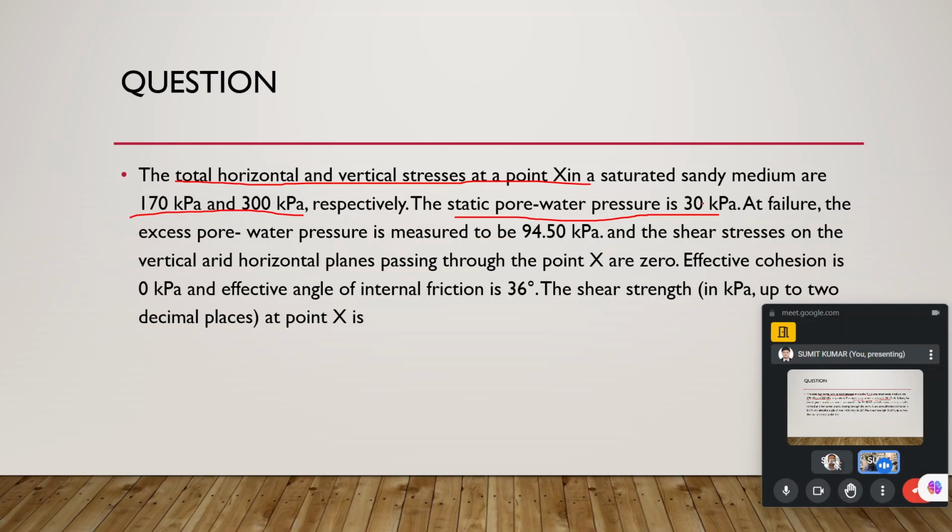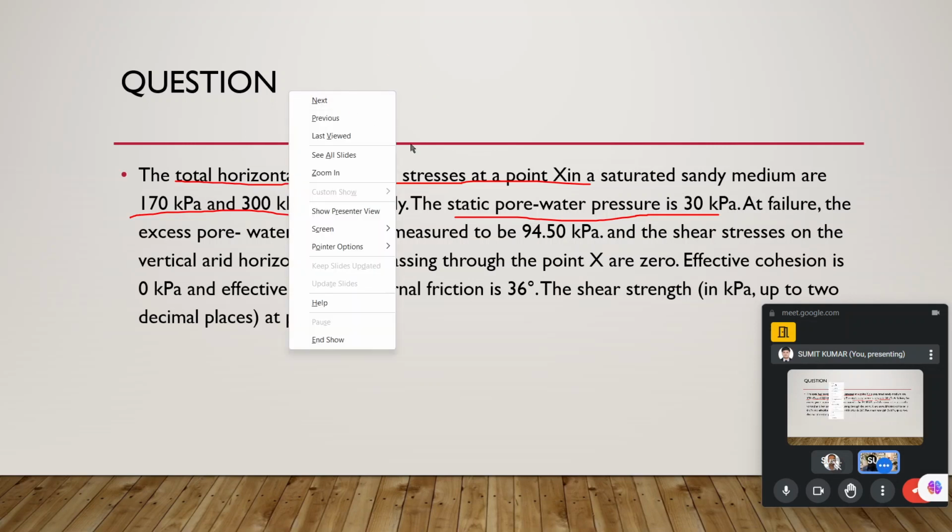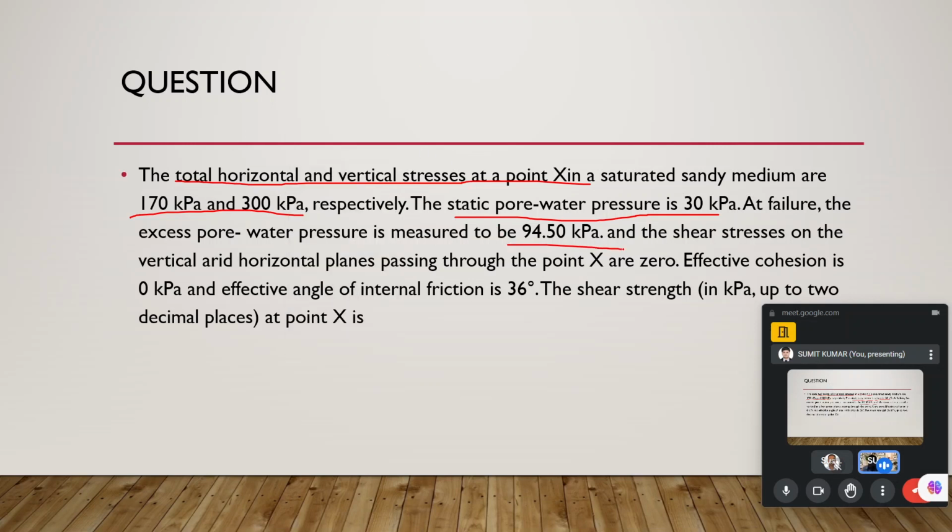So at failure the excess pore water pressure is measured to be 94.5 kilopascal, and the shear stress on the vertical and horizontal planes passing through X is 0. The effective cohesion is also mentioned as 0. We'll underline those facts as well. And afterward, the effective angle of internal friction is given as 36 degrees. The question is to find the shear strength.